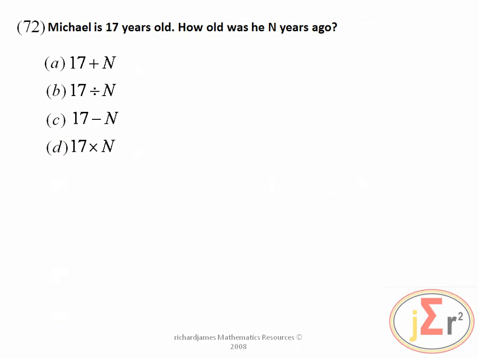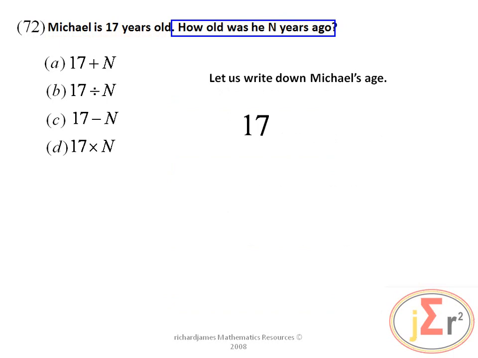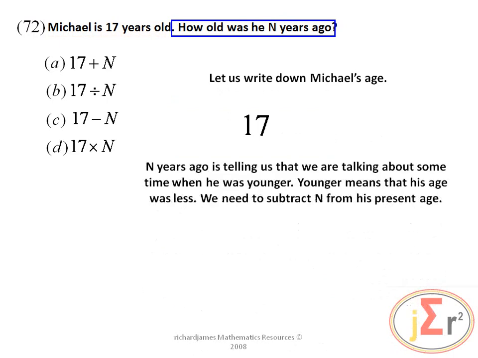Michael is 17 years old. How old was he n years ago? So let us write down Michael's present age. 17. He's 17 years old. How old was he n years ago?